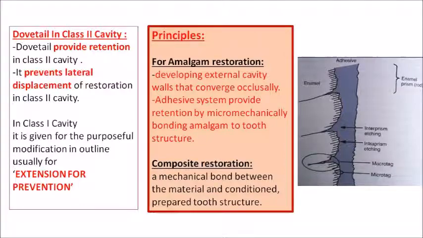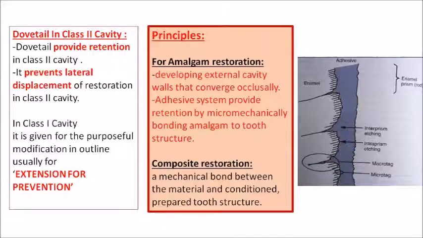In a class 1 cavity, a dovetail is given as a purposeful modification in outline, usually for extension for prevention, whereas in a class 2 cavity these dovetails are very important.